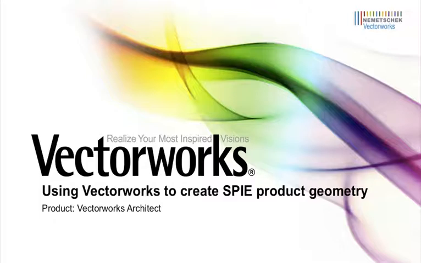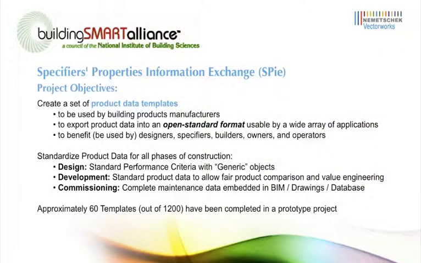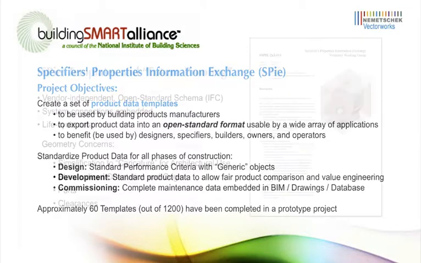Today we're going to do a demonstration on how to use Vectorworks to create sample geometry for a new and exciting initiative put together by Building Smart Alliance called SPIE. SPIE is an acronym for Specifiers Properties Information Exchange, and it seeks to combine interoperable geometry with standardized non-graphic project data for construction projects. A series of prototypical SPIE data templates have been created and are available at the Building Smart Alliance website, which we'll show at the end of the presentation.